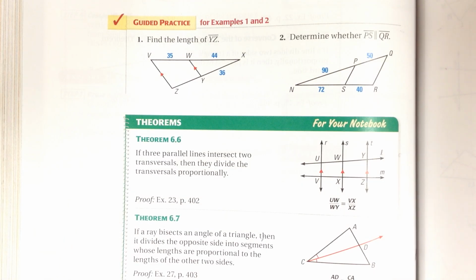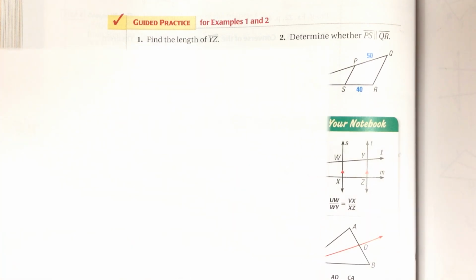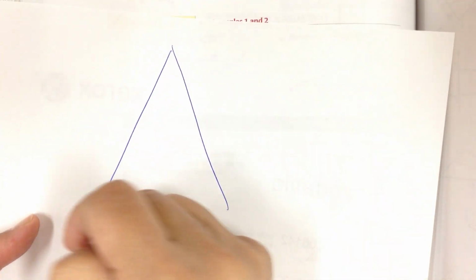Now, there's something new, theorem 6.7, the angle bisector theorem. So I'm going to turn the picture the other way. I'm going to do it this way.